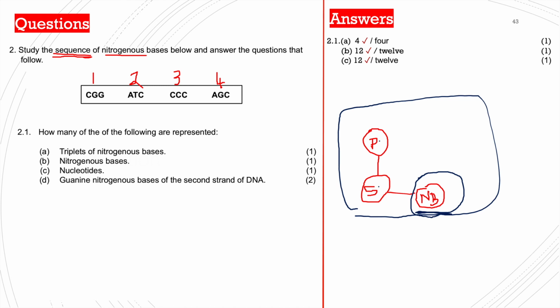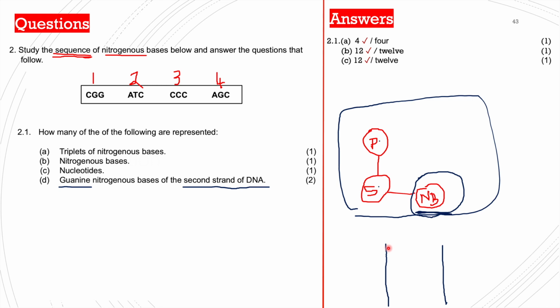Let's read the question carefully. How many guanine nitrogenous bases of the second strand of DNA? Now remember, we said that we have two strands of DNA: one strand and the complementary strand. Okay? So these 12 nitrogenous bases are contained on one strand. So on the other strand of DNA, we would also have 12 complementary nitrogenous bases.